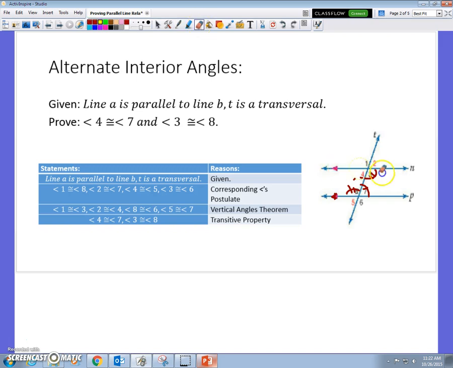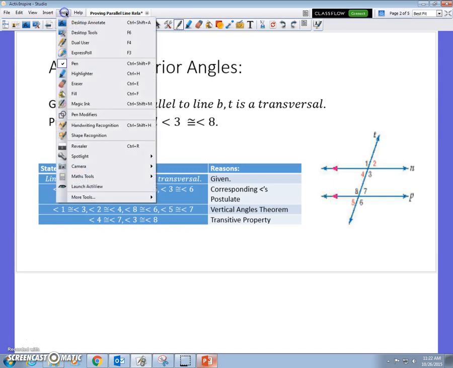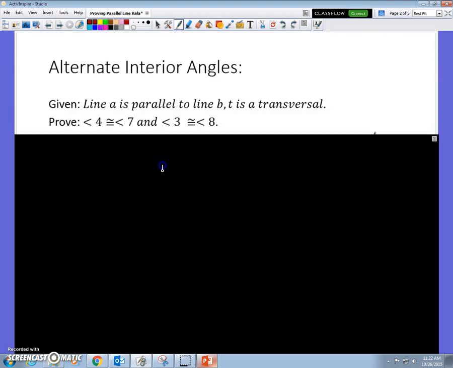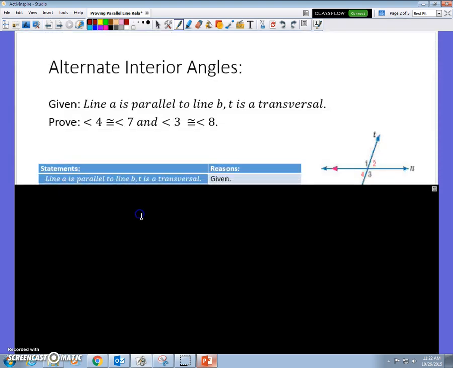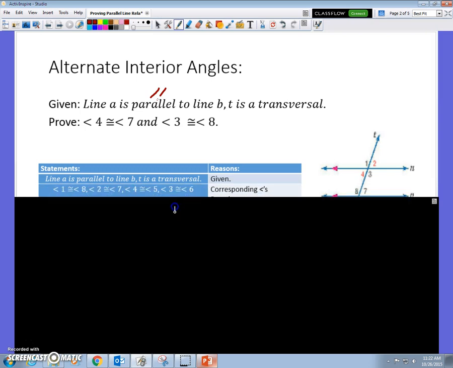So what we're going to do is this. We're going to start with what they tell us, and I wrote out the word parallel, but there's a little abbreviation for parallel. You might see it like that. It just means parallel. And that's what they give us: two parallel lines and a transversal.